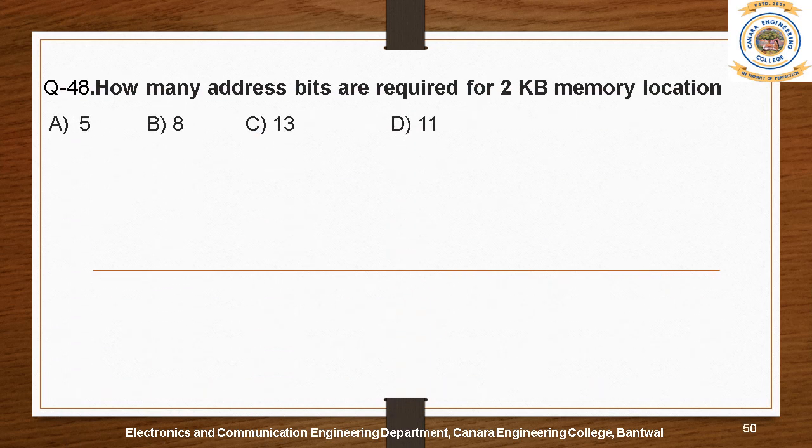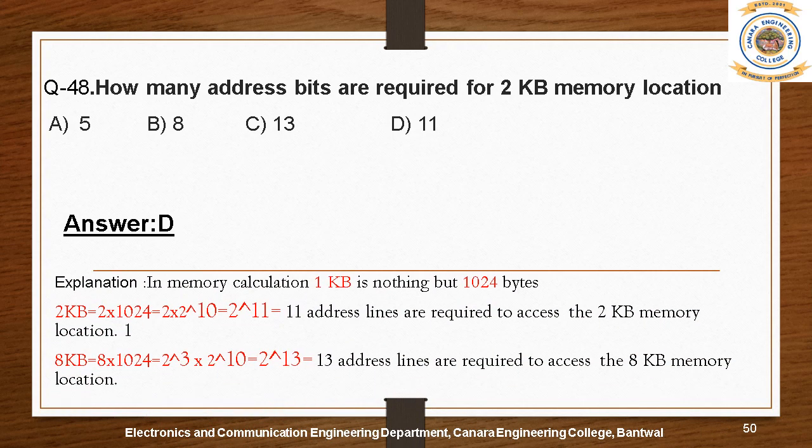How many address bits are required for 2 KB memory locations? 11. 2 KB is again 2048. It is 2 into 1024. 1024 is 2 to the power 10. That means you require 2 to the power 11. 11 address lines are required for 2 KB memory. For 8 KB, it is 13 address lines. That calculation also is given.